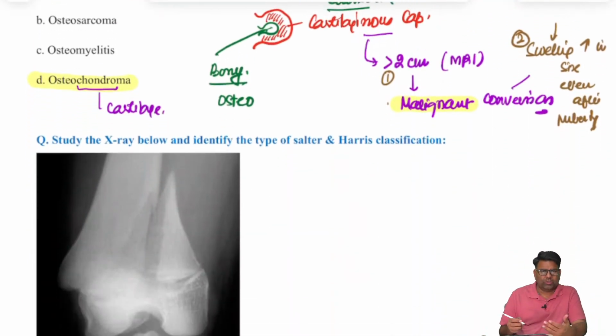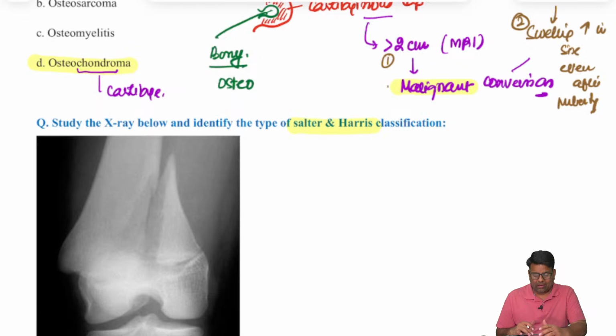Now there was a question about the Salter and Harris classification. An X-ray was given and it was asked which type it was as per the Salter and Harris classification. So again, this is a conceptual question. If you know the concept properly, then you have to apply the concept over the X-ray. So it is actually a two-stage question and slightly difficult from an exam point of view, because at times it becomes really difficult.